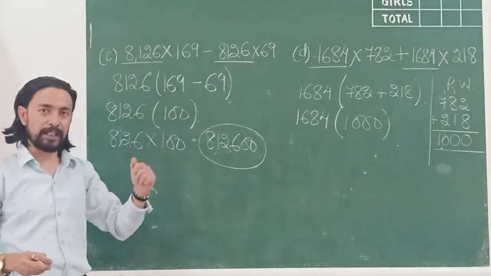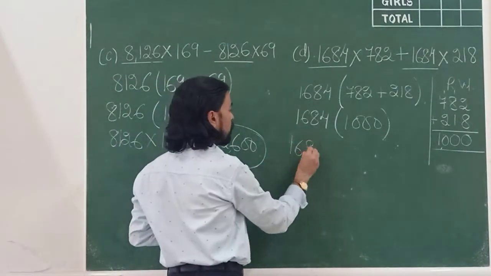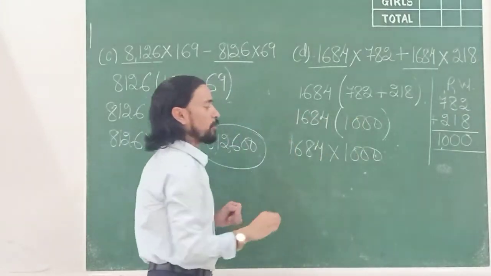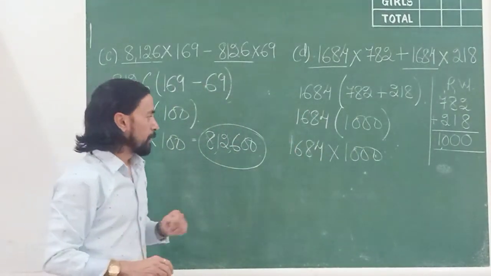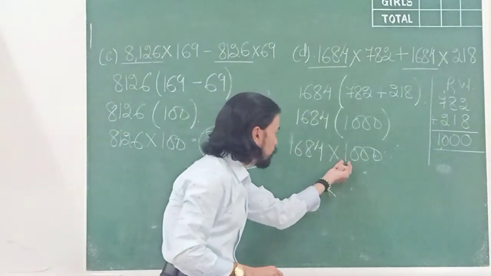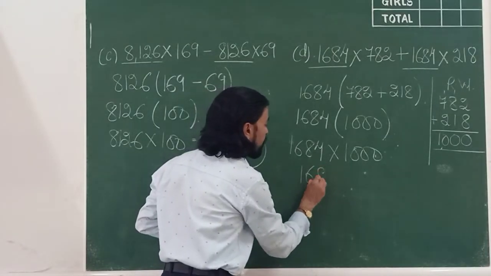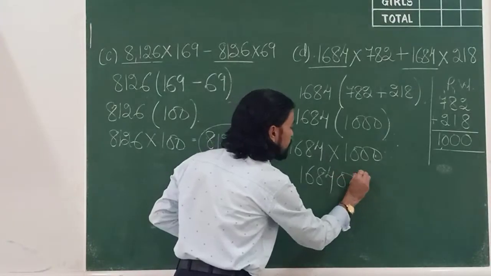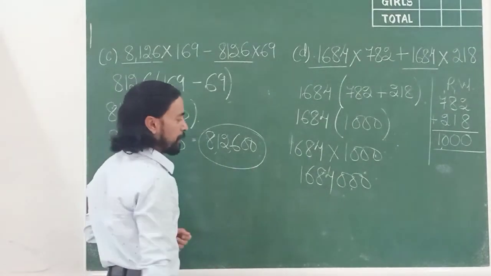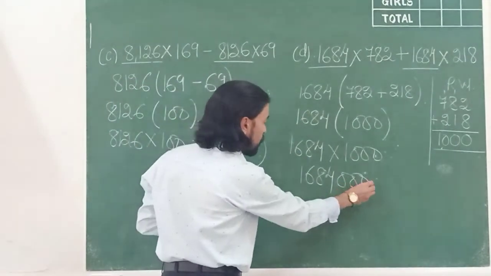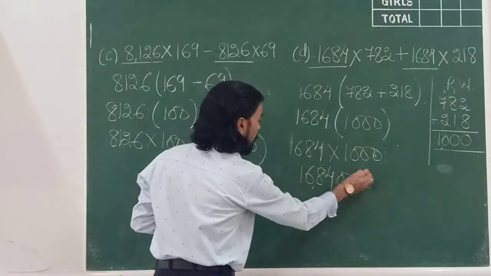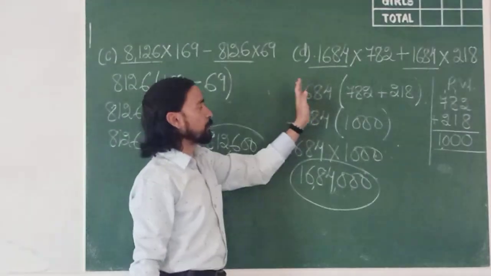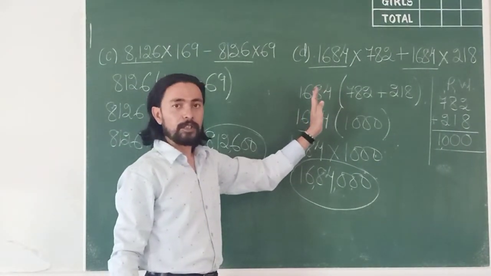Now my work becomes again very simple. 1684. To remove the bracket, multiply and remove the bracket. Take out the number out of the bracket. 1684 into 1 will give me 1684. But I cannot forget the 3 zeros. So those 3 zeros come to the end. Put my commas according to the Indian system of numeration. 1, 2, 3, comma, 1, 2, comma. My answer: 16,84,000.